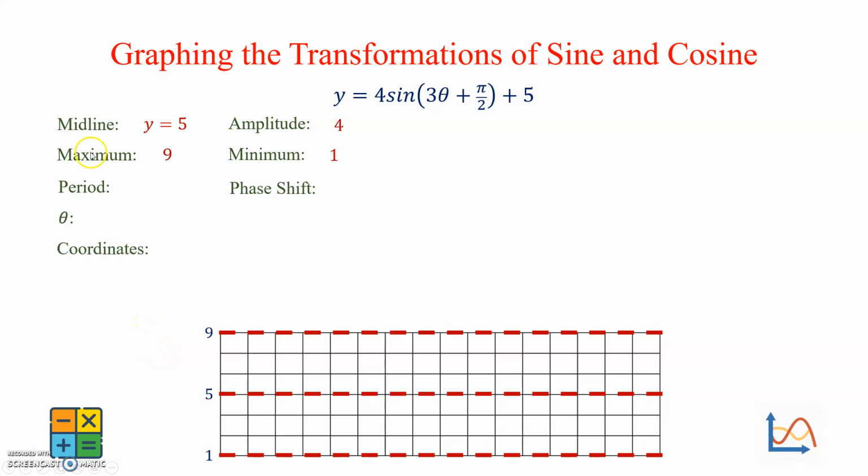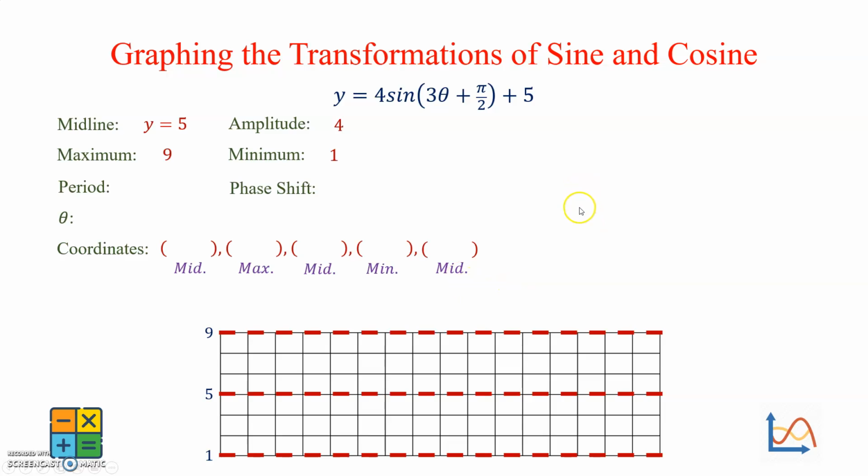So now, before I go into period and phase shift, we actually can begin to identify the coordinates. We're going to have 5 coordinates. And if I look at the original equation, because the 4 is positive, the a is positive, that means our first point will be on the mid, then up to the max, the mid, the min, and the mid again.